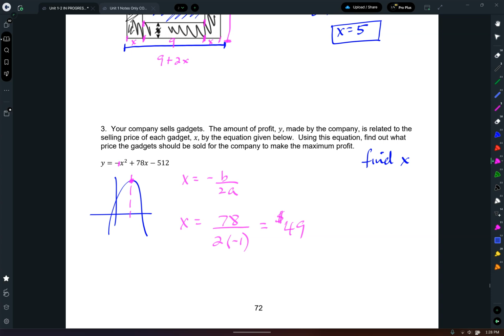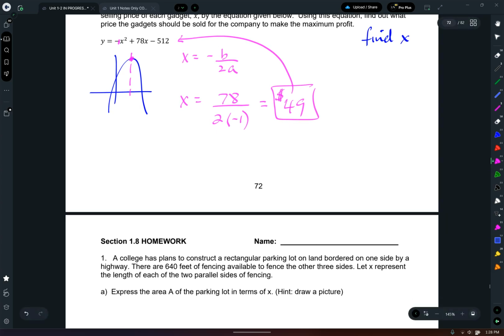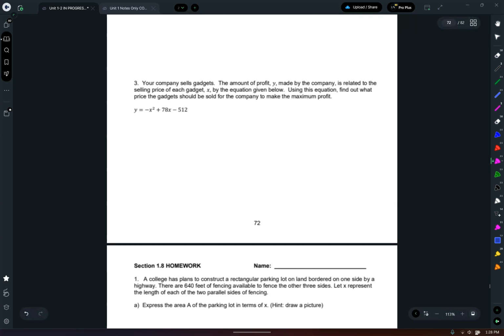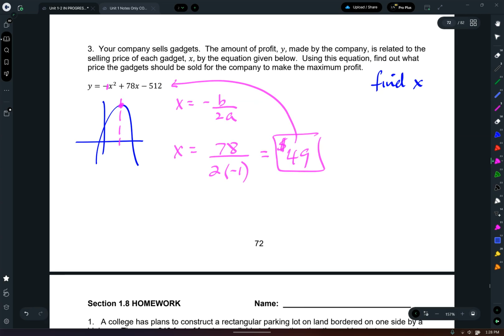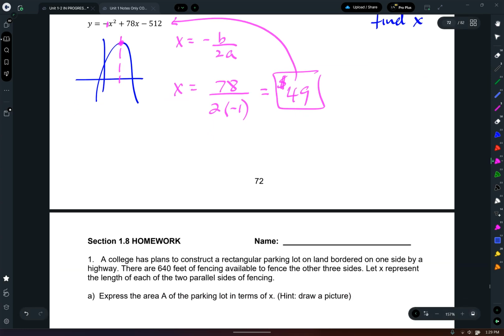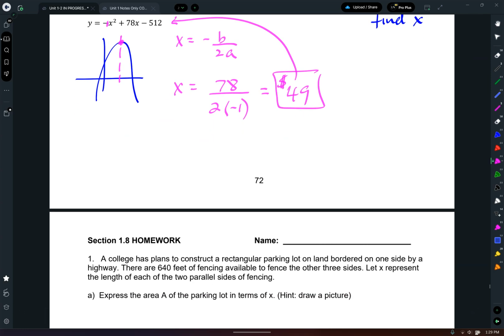If they had asked me what is the maximum profit, then I would need to plug that back in and actually find the y value. But in this case, they just wanted to know what the gadgets should be sold for. So there is my answer. Now, these are application problems, so it's not like your homework's going to have exact same problems like these. They will have some that are similar, but there are going to be some that you're going to have to think about. So just read the question, see if you can kind of analyze what it's talking about, and maybe see if you can tell if they're talking about a parabola in particular. Okay?